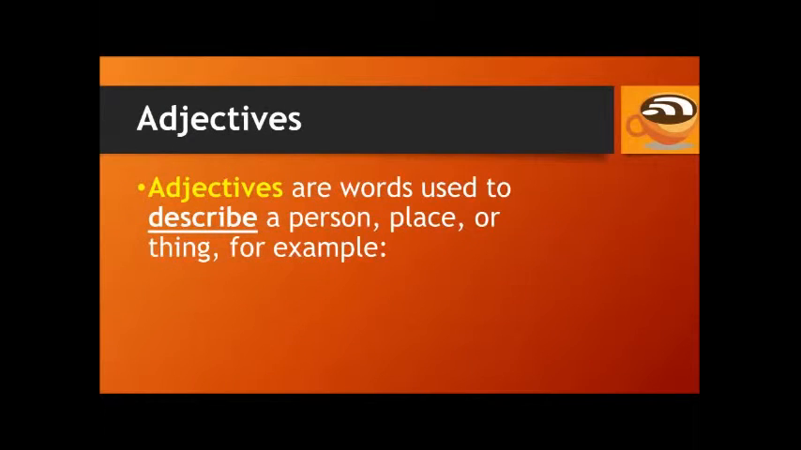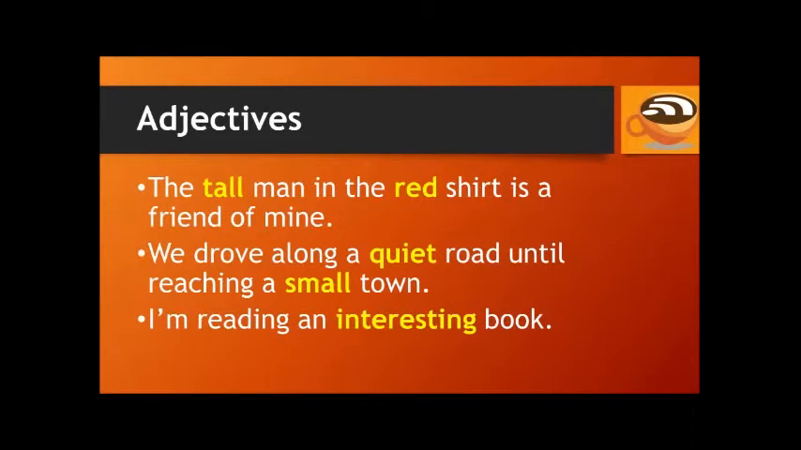Common adjective and preposition combinations from EspressoEnglish.net. Adjectives are words used to describe a person, place, or thing. For example, the tall man in the red shirt is a friend of mine. We drove along a quiet road until reaching a small town. I'm reading an interesting book. The words tall, red, quiet, small, and interesting are all adjectives.